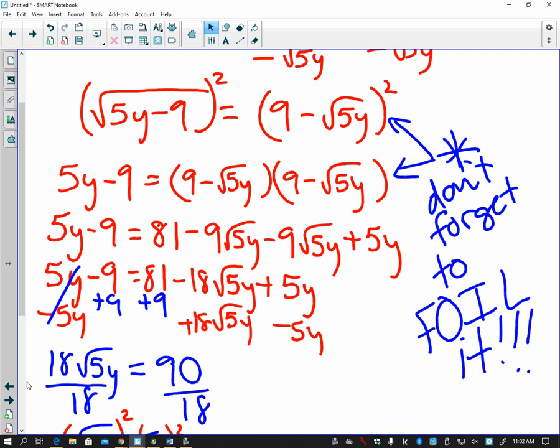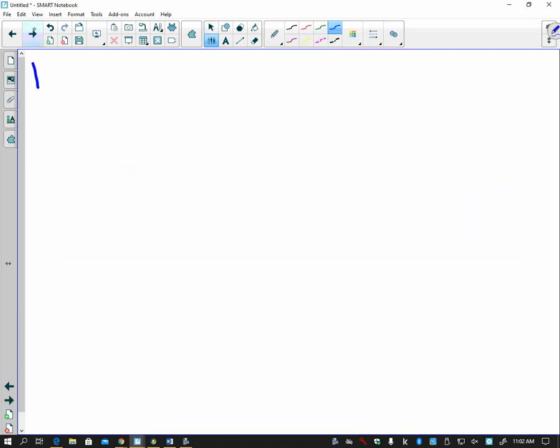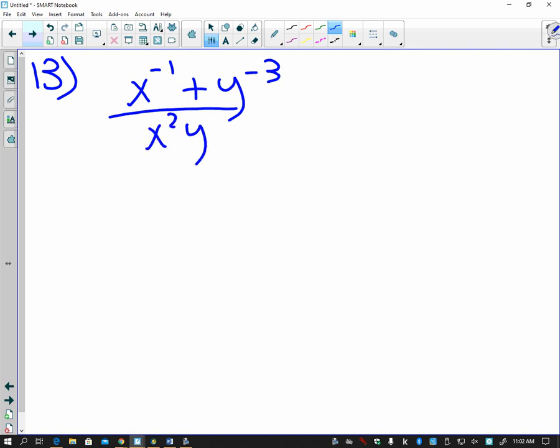All right, what was that, 13? 13. Okay, we got x to the negative first plus y to the negative third, over x squared y to the negative fourth.